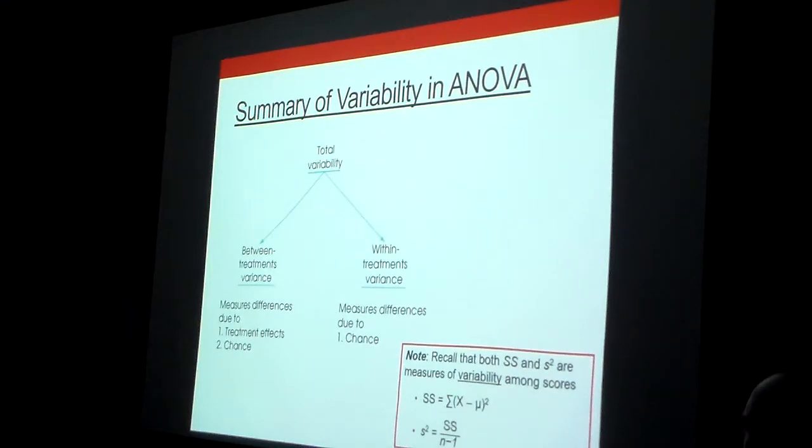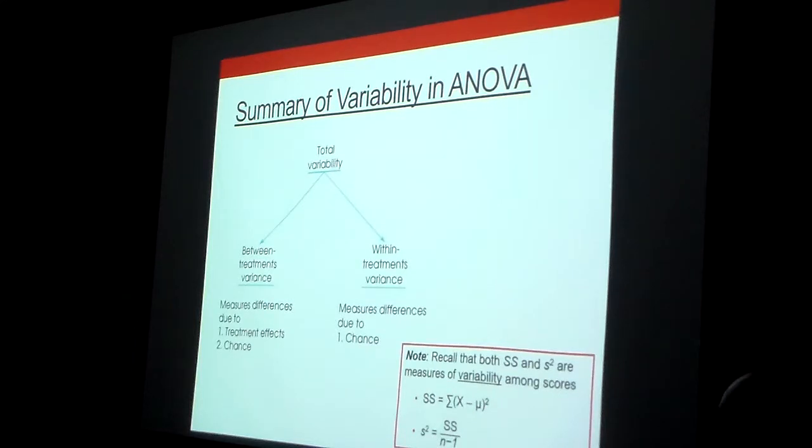Now, remember that, and this is going to be important, both our sums of squares and our variance are measures of variability, okay? These are just different versions of the same thing. Sum of squares, variance, same thing. They're just different metrics of how much difference we see across a set of scores, okay? Our sum of squares, remember, is the sum of the squared deviation scores, where we're taking individual scores minus a mean, squaring those up and summing them up. Our variance is just the sum of squares over n minus 1.